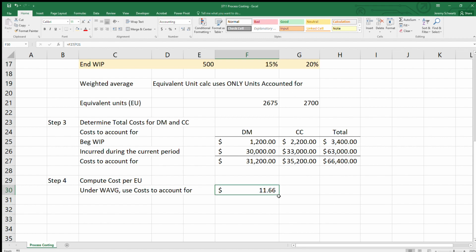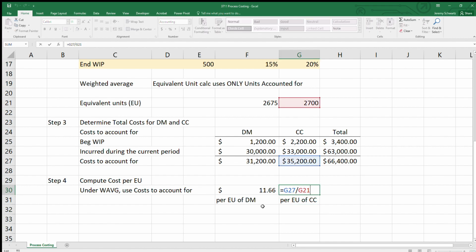Similarly, for conversion costs, we can just drag the formula over. So I'll say per EU of direct materials, and this is per EU of conversion costs. So 11.66 and 13.04, this would be the approach that we would take, and we just do that simple calculation here. Divide the total cost to account for by the equivalent units. Again, this is under weighted average. We would use that amount there.